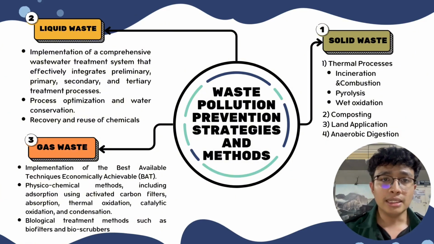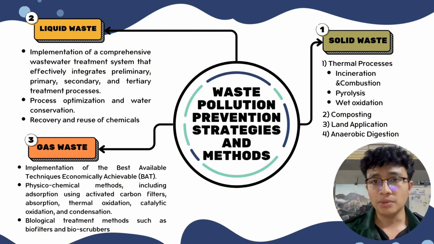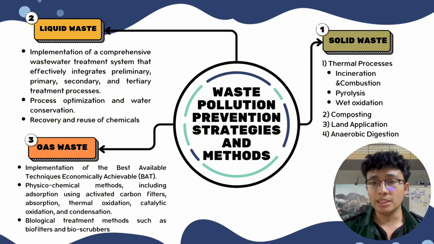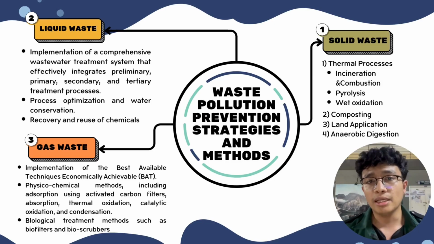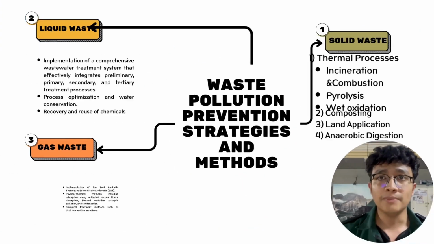Another method is land application, where treated paper mill sludge is used to improve soil quality. Since it contains calcium carbonate, it helps neutralize acidic soil. Lastly is anaerobic digestion, which breaks down organic waste without oxygen, producing biogas that can be used as a renewable energy. Since paper mill sludge has inorganic material, it often needs to be mixed with other organic waste to work efficiently.